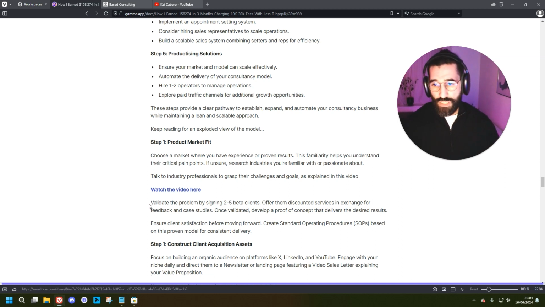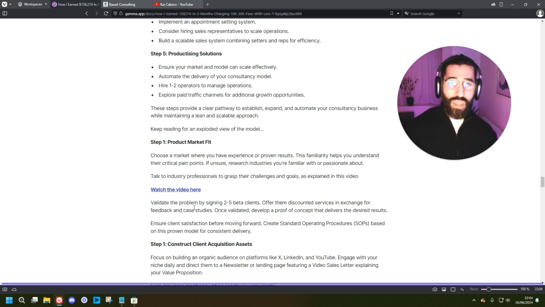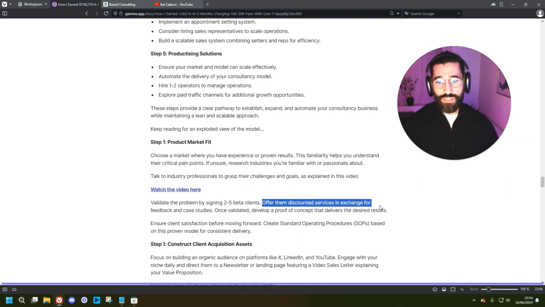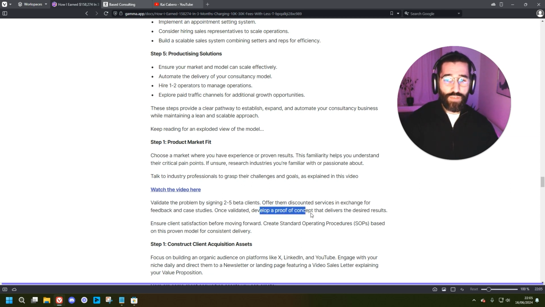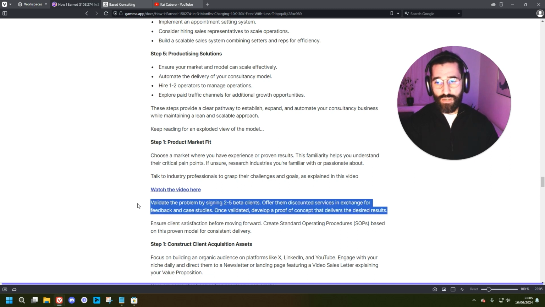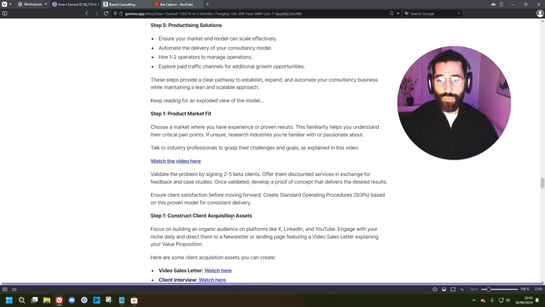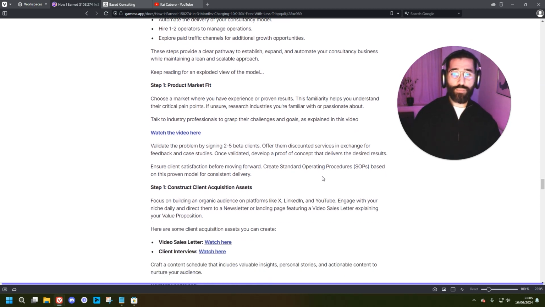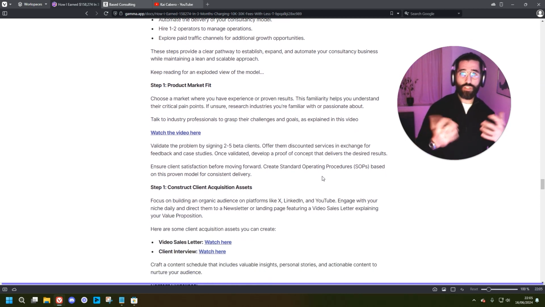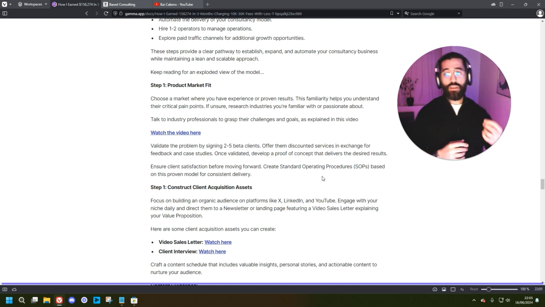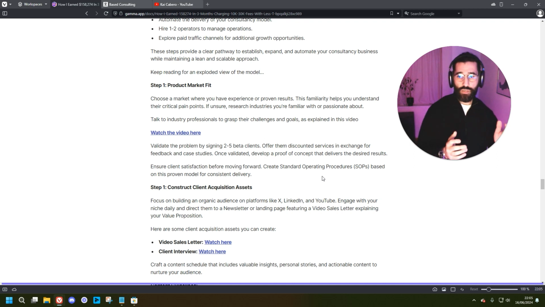So like I mentioned here, you can validate the problem. You can use this for any service B2B in the market. Validate the problem by signing 2 to 5 beta clients, offer them discounted services in exchange for feedback and case studies. Once you've validated that, develop a proof of concept that delivers the desired result or transformation. Ensure client satisfaction before moving forward. Create standard operating procedures, SOPs, which is just documents going over your process. And then just make sure you maintain consistent delivery of the service, okay?